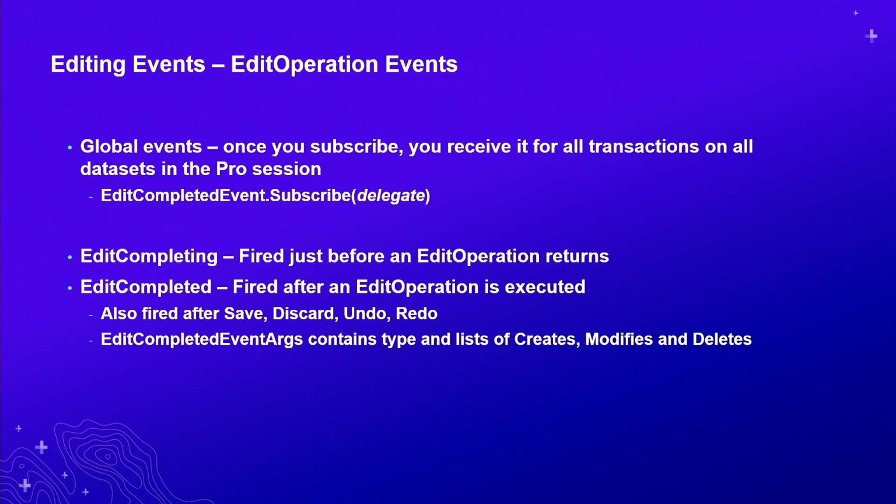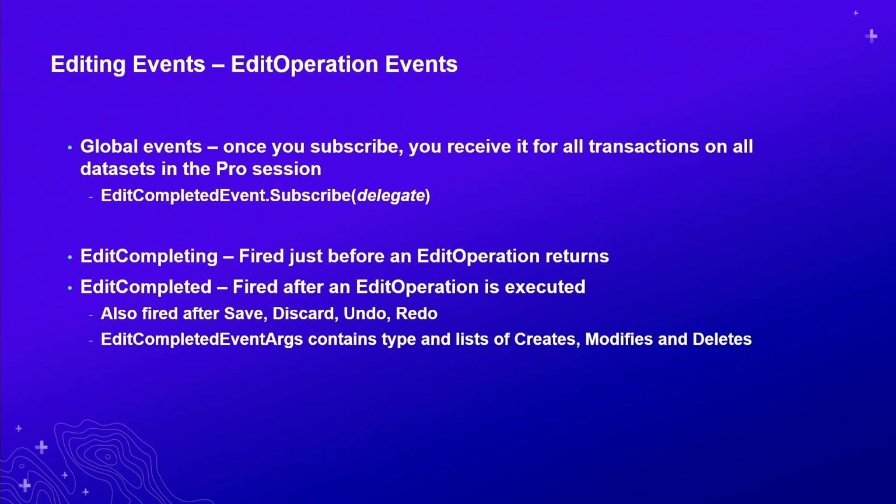It's also fired for operations that you may not think about, like save, discard, undo, redo, and there's also post and reconcile as well. Fortunately, the arguments that are returned from edit completed contain the type, so you can actually see what's happening, whether it's an operation or a save or discard in particular. The other thing that's returned is what was created, modified, and deleted during that edit operation. So you can start to look at things that have changed during my edit session.